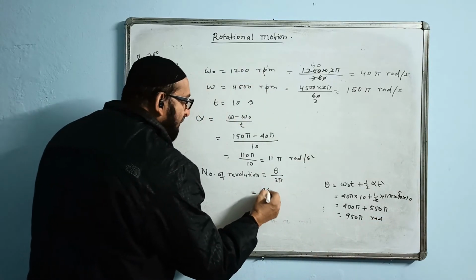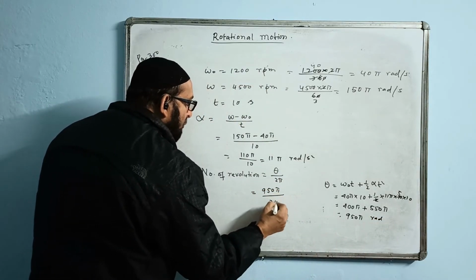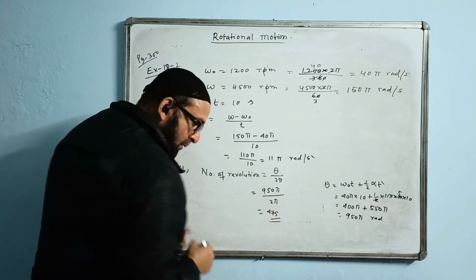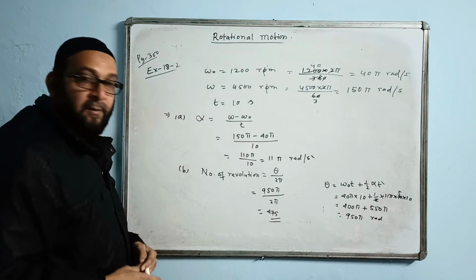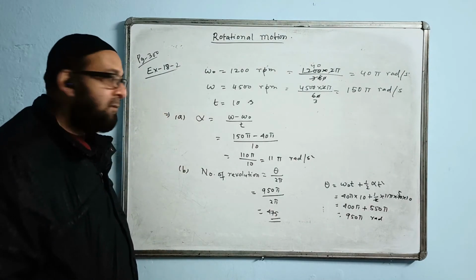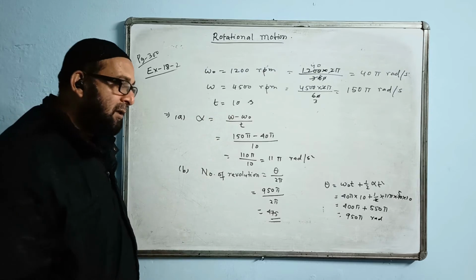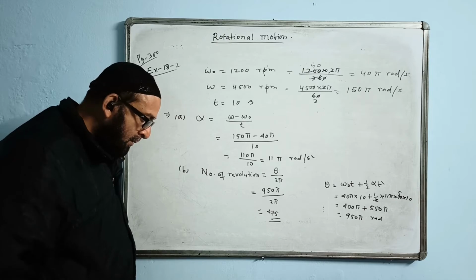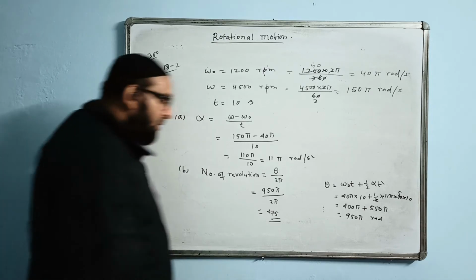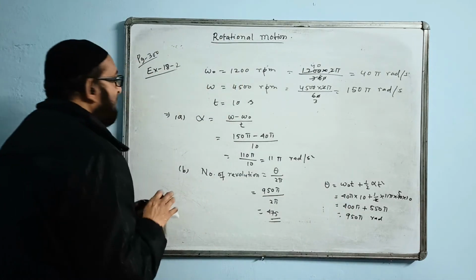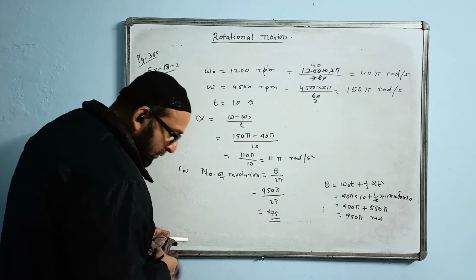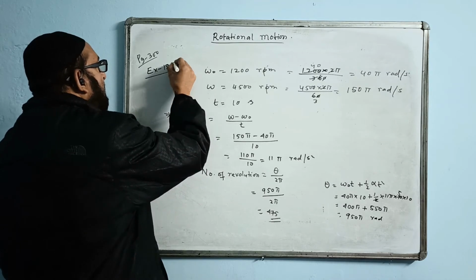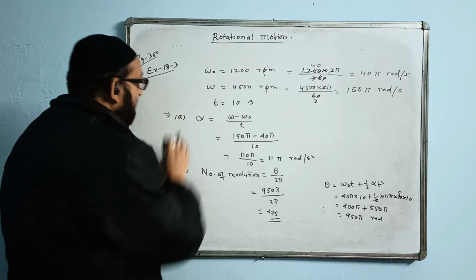Theta value I put here, 950 pi divided by 2 pi. Now you cancel, answer will come 475. So it will take 475 revolutions in the given time, that is 10 seconds. That is the answer. We have one more similar question based on the same concept, but the question will be talking about retardation. Example 18-3 on the same page.